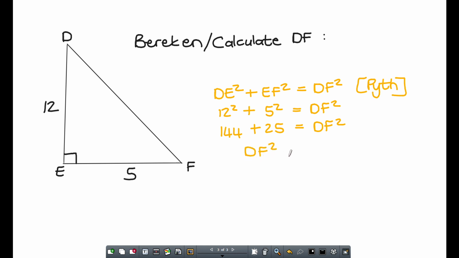So DF squared will be equal to 169. But I just want DF, so I'm going to say the square root of 169. So DF is 13 units.